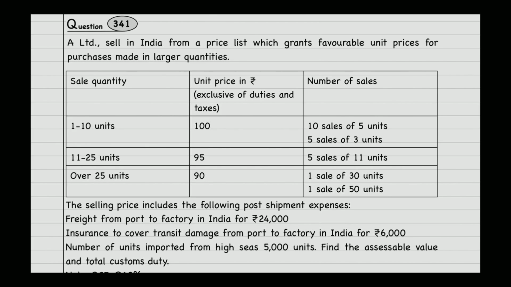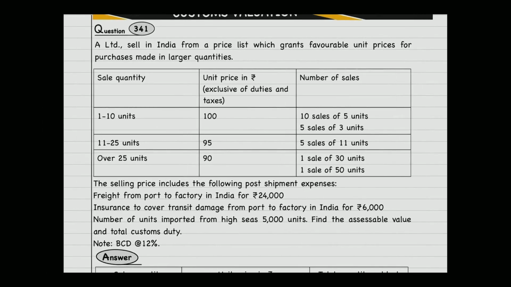of 50 units. Selling price includes the following post shipment expenses: freight from port to factory in India 24,000, insurance to cover transit damage from port to factory in India 6,000. Number of units imported from high seas 5,000 units. Find the assessable value and the total custom duty. Basic custom duty is 12%.